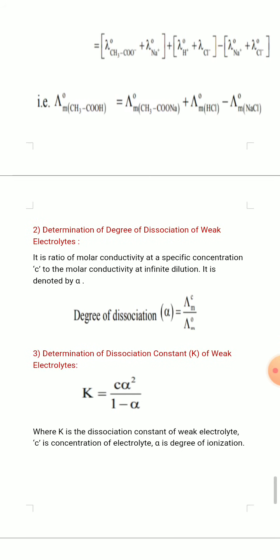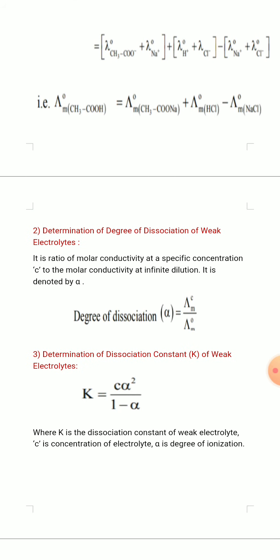The second application is determination of degree of dissociation of a weak electrolyte. What is degree of dissociation? Degree of dissociation is the ratio of molar conductivity at a specific concentration C to the molar conductivity at infinite dilution, and it is denoted by alpha. So degree of dissociation alpha is equal to lambda cm divided by lambda 0 m, where lambda cm is the molar conductivity at a specific concentration C, and lambda 0 m is the conductivity at infinite dilution.